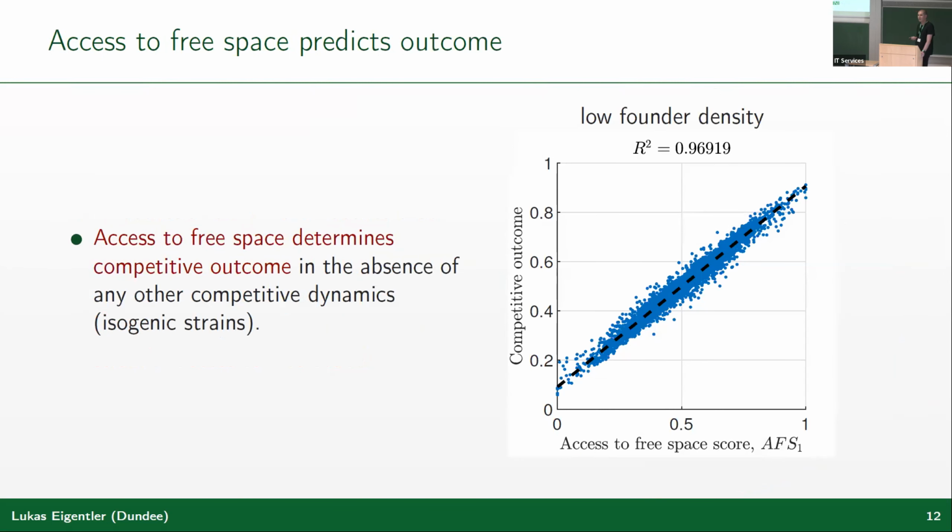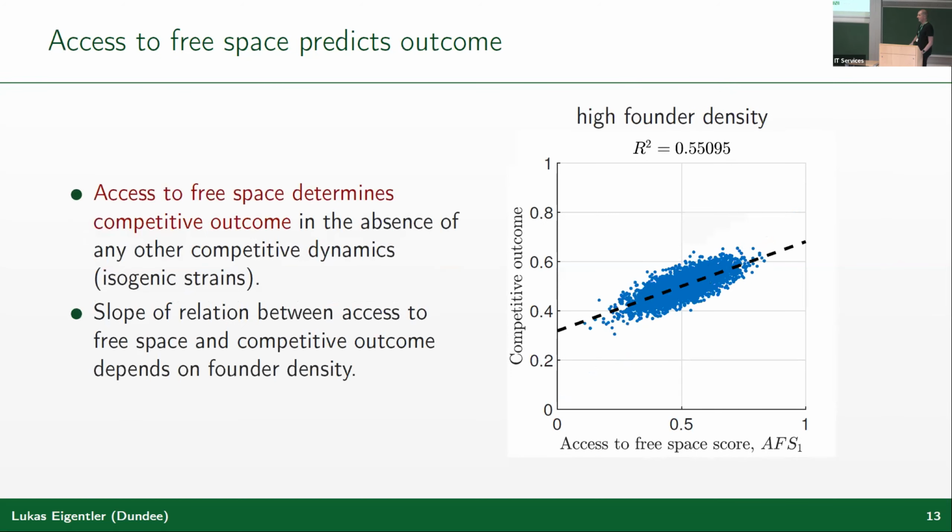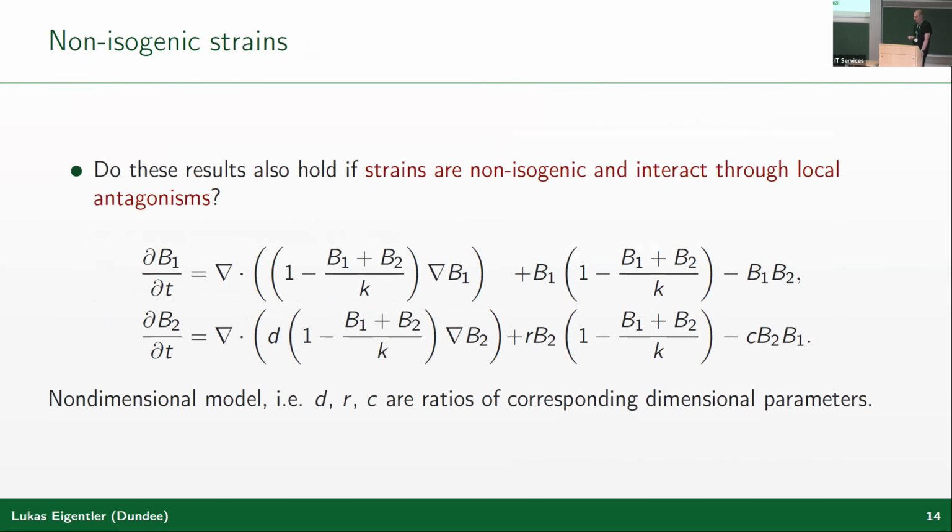And here you can see the data set of the modeling data for one low founder density, and you see excellent correlation. There's a slight complication here that if you change the founder density, you still have correlation, but the slope of the relation changes quite drastically. But this, at the same time, gives us an explanation of why there is so much increased variability for low founder densities. And I realize I just got 1 minute left or so.